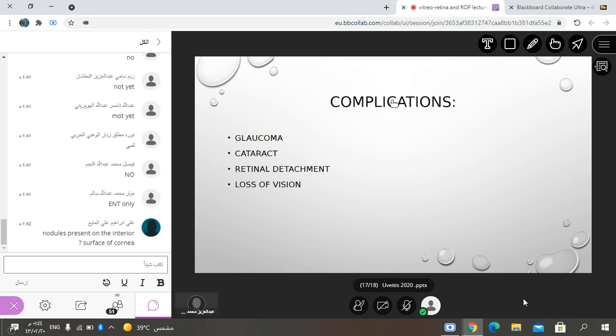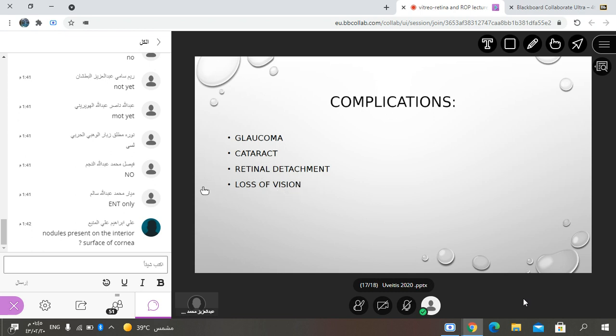Complications of uveitis: glaucoma if they have synechiae, cataract with a long duration, retinal detachment if they have exudative retinal detachment, which is more common, like in Vogt-Koyanagi-Harada disease. Loss of vision, yes, if the patient is having detachment, if the patient is having glaucoma that was not controlled, or if the patient is having, for example, retinal detachment with herpetic retinitis.